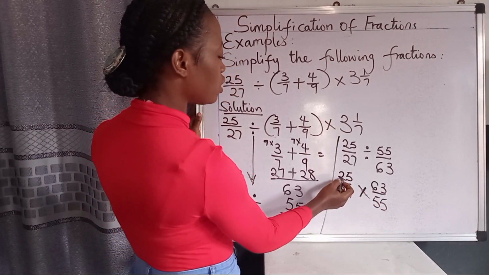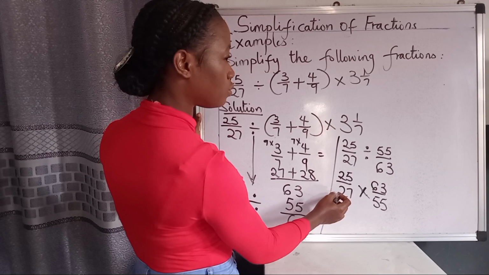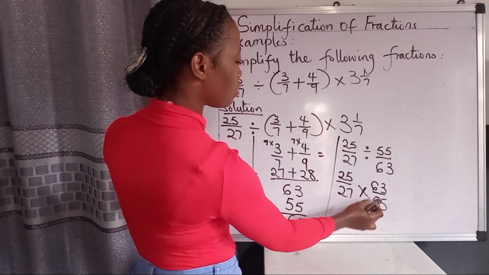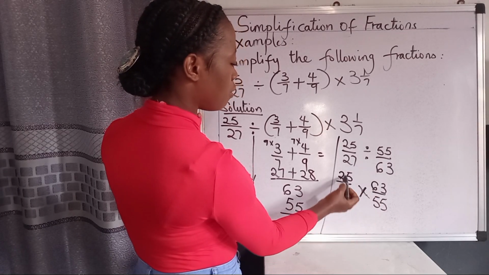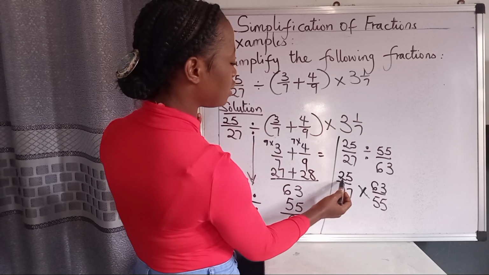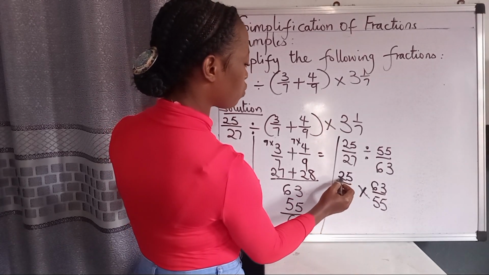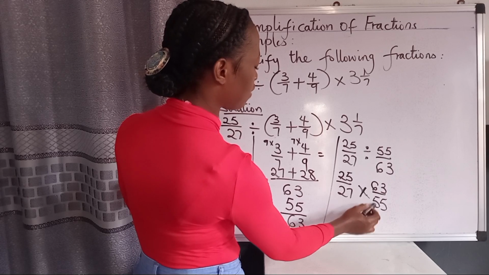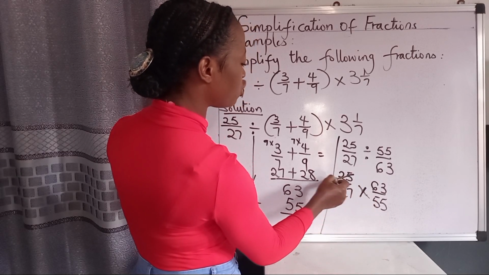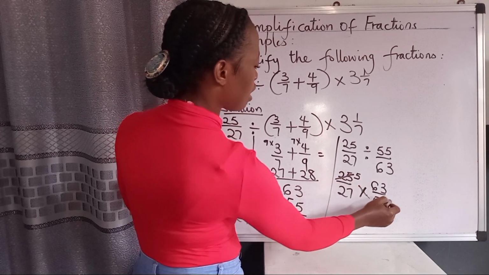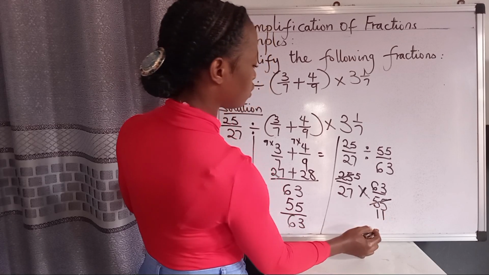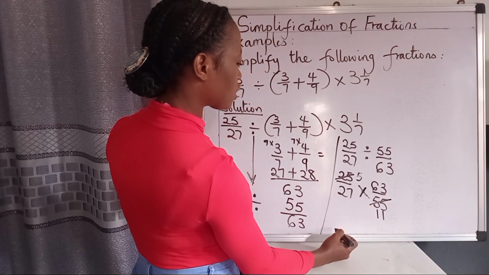Moving on, now we have 25 over 27 times 63 over 55. Now, look for what can divide the numerator and the denominator, okay? Now, we have 25, we have 55. 5 can divide. 5 in 25 is 5. And 5 here is 11. 5, now let's think of what can divide.